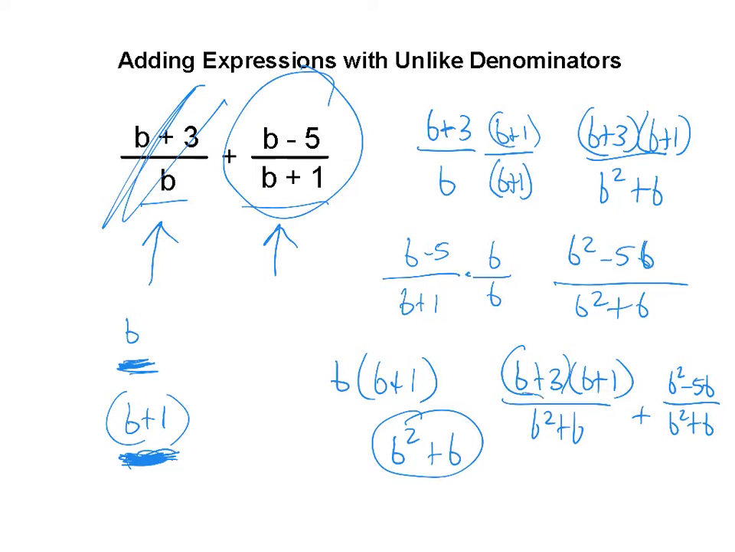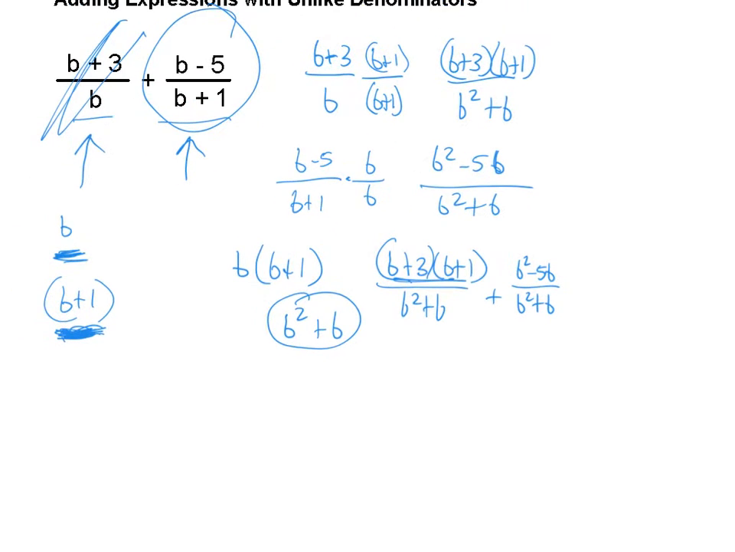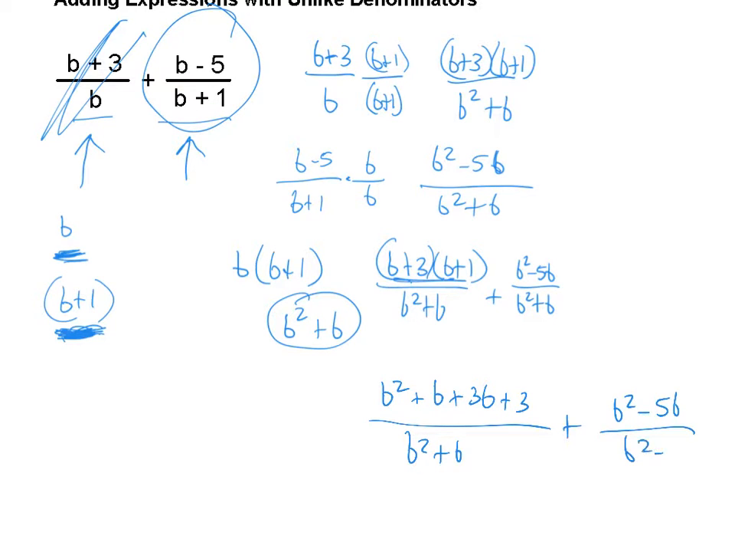So let's put these together using FOIL. I know this is getting longer. There's a lot of steps to these. Firsts, right? B squared, outsides plus b, insides plus 3b, lasts plus 3 over b squared plus b. Plus, this one's already okay, over b squared plus b. Okay, now if I combine these two middle pieces of this first one, I get 4b, right?